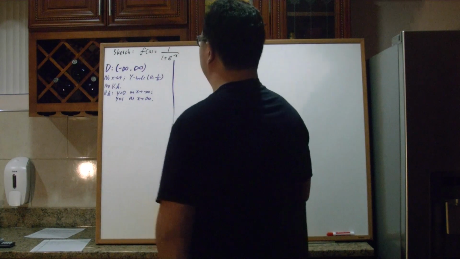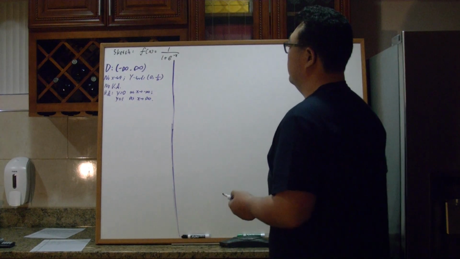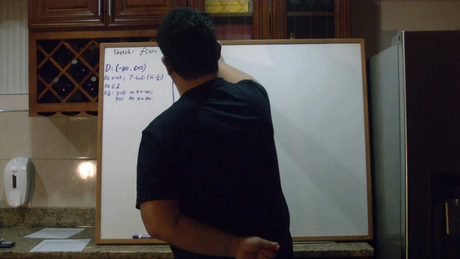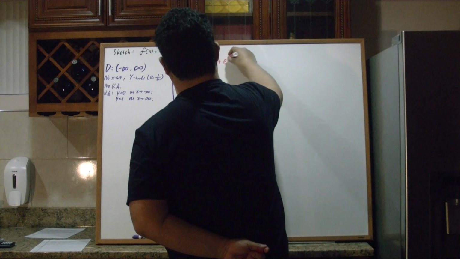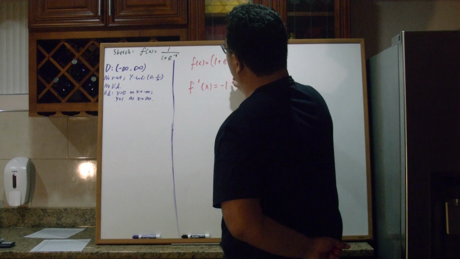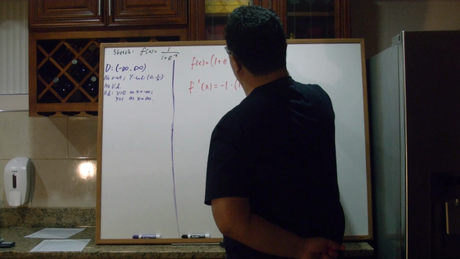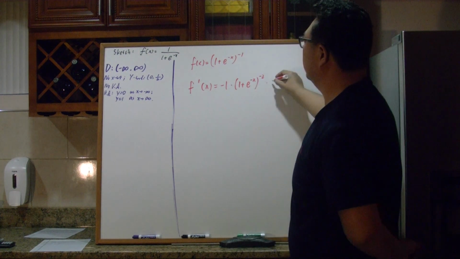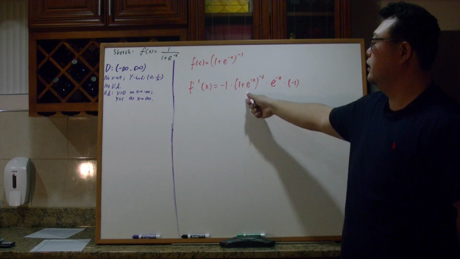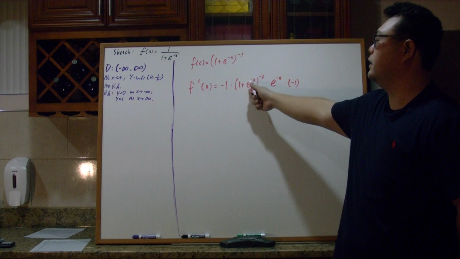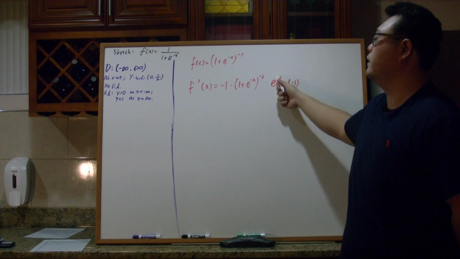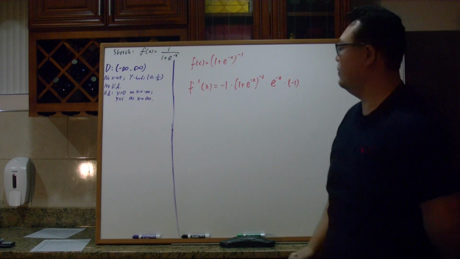Then for increasing and decreasing intervals, we do our f prime and f double prime thing. So f of x is 1 plus e to the negative x, to the negative 1. Therefore f prime of x is negative 1 plus e to the negative x squared, multiplied by the derivative of the inside. Chain rule: the inside derivative is 0 plus e to the negative x times negative 1. Chain rule step by step.